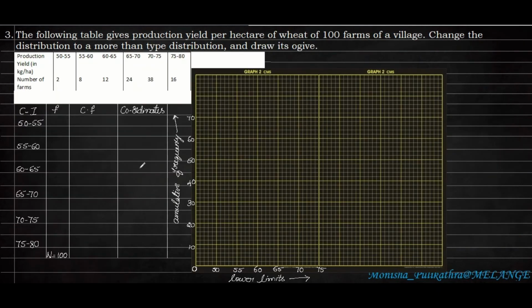So moving on to the last question of this session, that is to draw an ogive graph by the more than type.